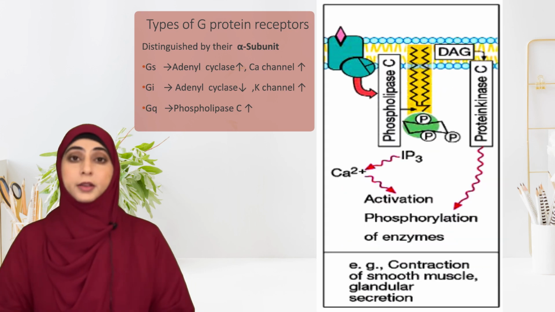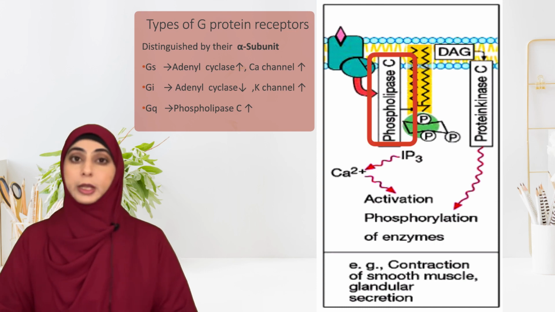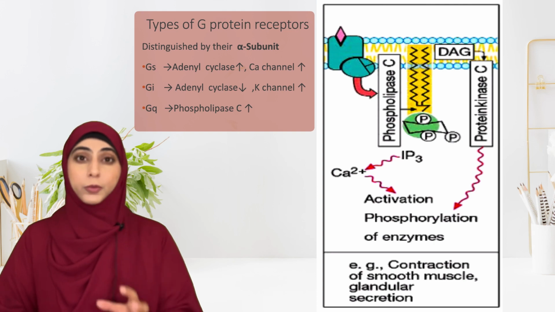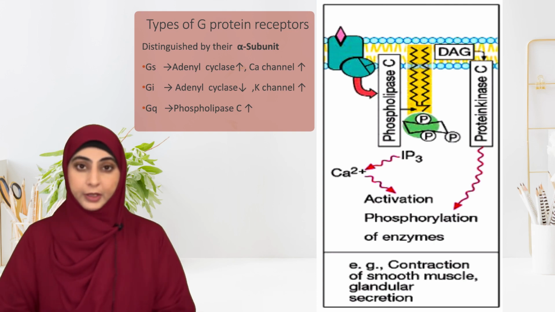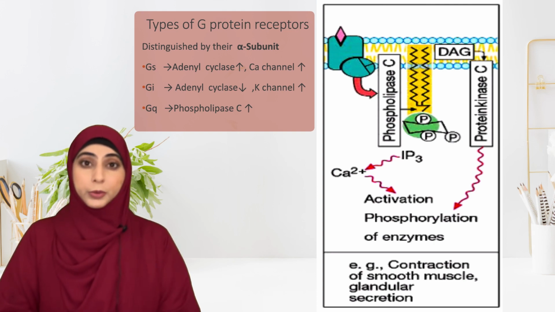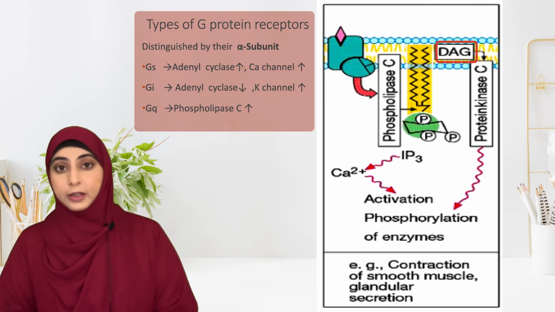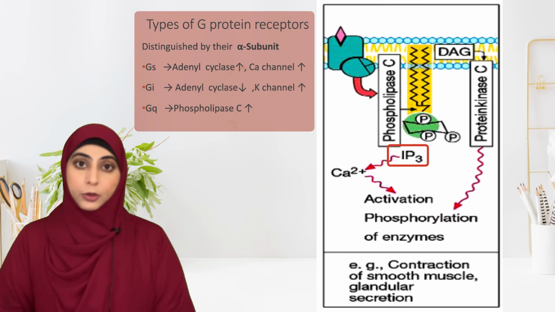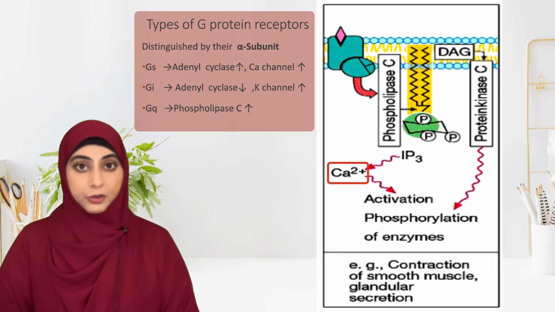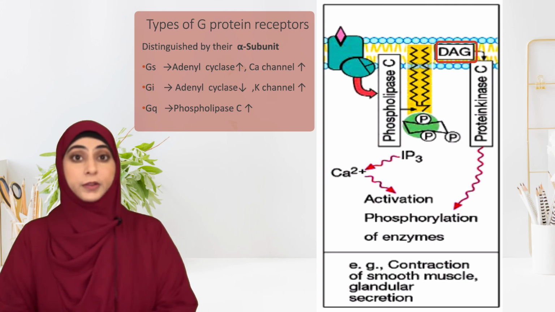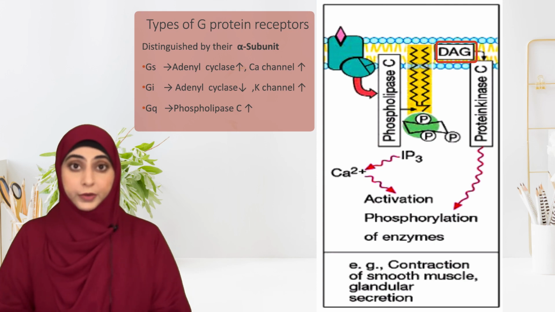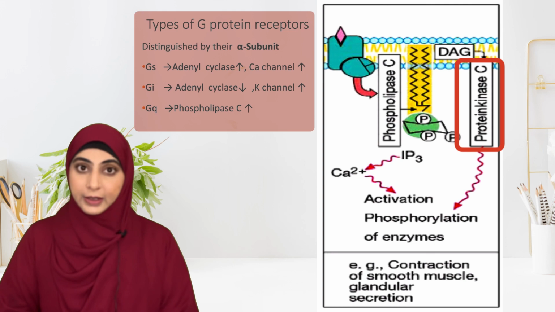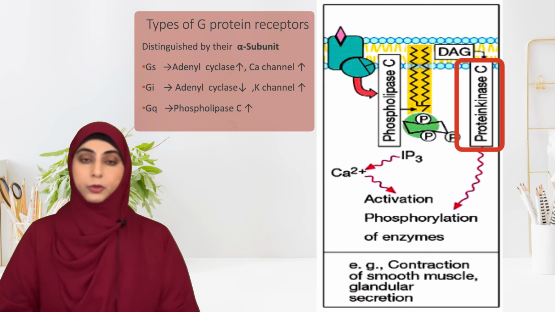On the other hand, the GQ protein stimulates phospholipase C. Phospholipase C breaks the membrane phospholipid phosphatidylinositol diphosphate. It is present in the cell membrane itself. It is broken down into IP3 and diacylglycerol. IP3, inositol triphosphate, moves into the cytoplasm. It causes stimulation of calcium-mediated reactions. Diacylglycerol stays in the membrane and causes stimulation of protein kinase C. This protein kinase C then causes activation of the downstream molecules.